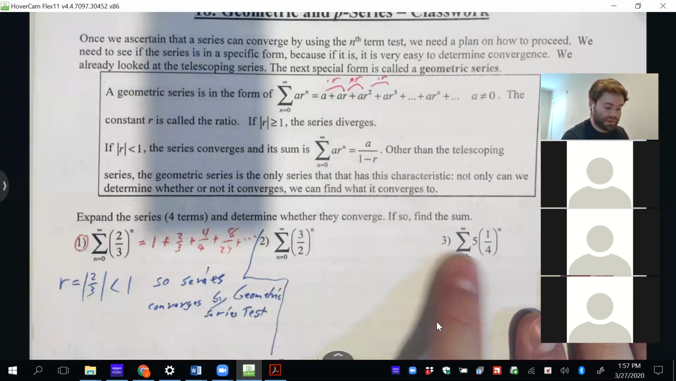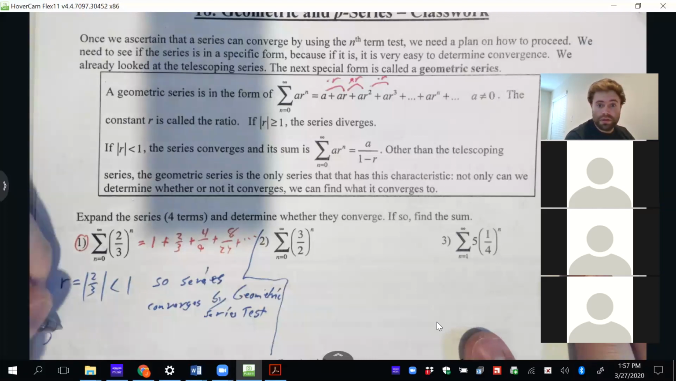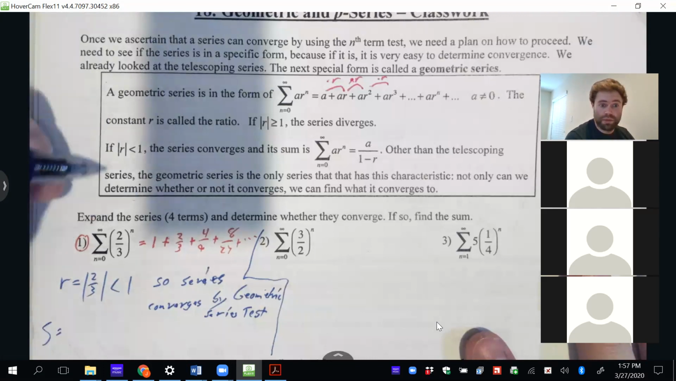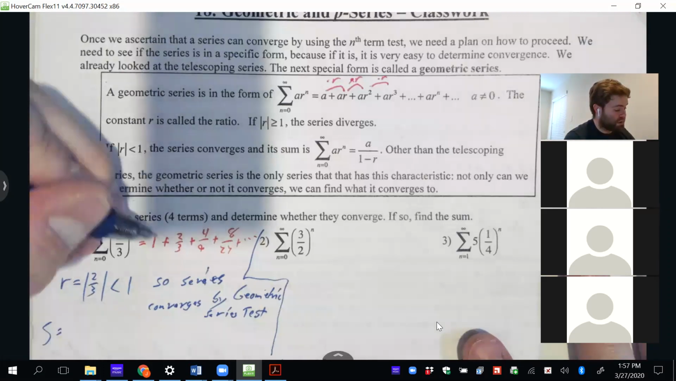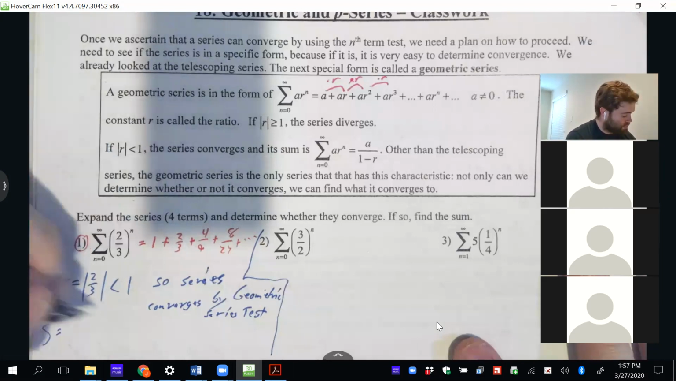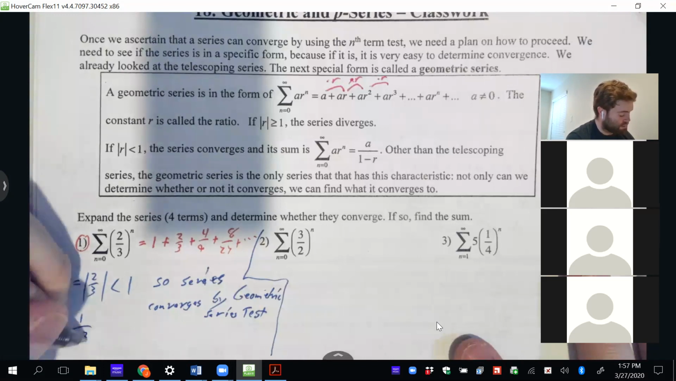So we'll now use that formula such that the sum S would equal A over 1 minus R. The A value here is whatever the 0th term would be at the very beginning when n is 0, and so our A value here is just 1. And so we end up with 1 over 1 minus R, which is 2/3. So 1 over 1 minus 2/3.